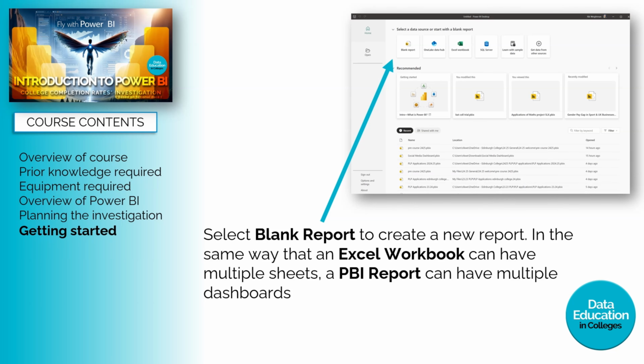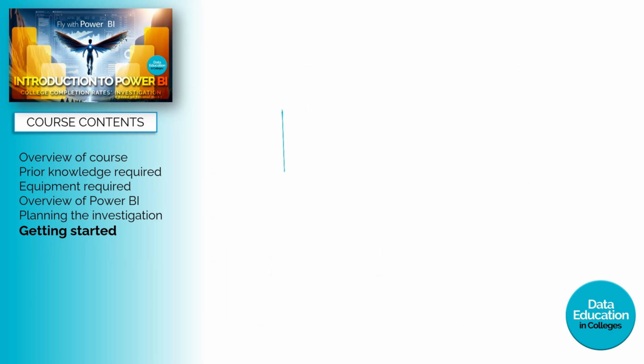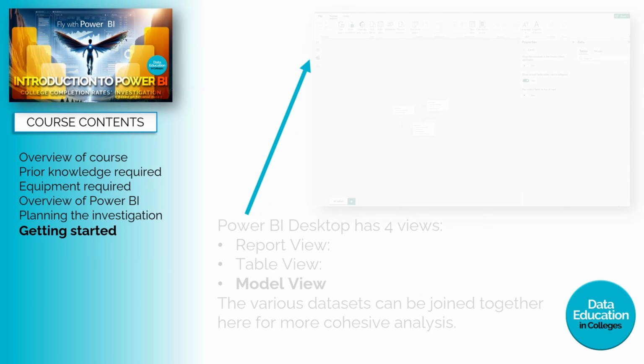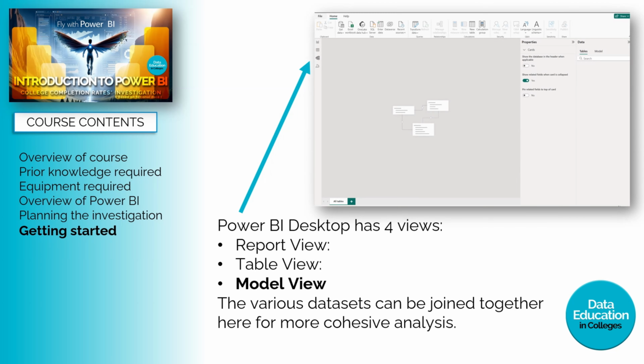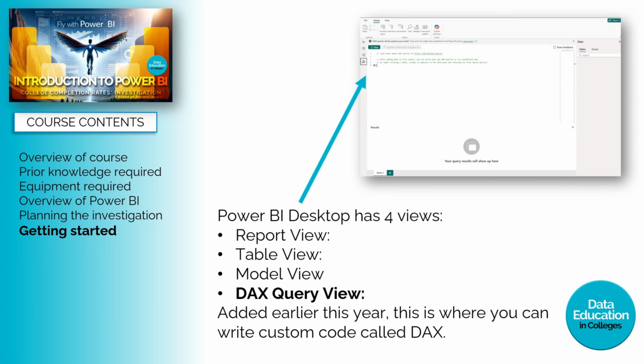You've got 4 views. Report view, they're all empty at the moment, obviously. We haven't put any data in. This is where we build our visualizations. You've then got table view, used to be called data view, and once the data is in there, we can see all the various data sets. Model view, that's where it gets really powerful and you join all your data sets together. And then DAX query view. Power BI is built in a code called DAX. We're not going to be touching on that in this case, but that's where you enter your own custom code.